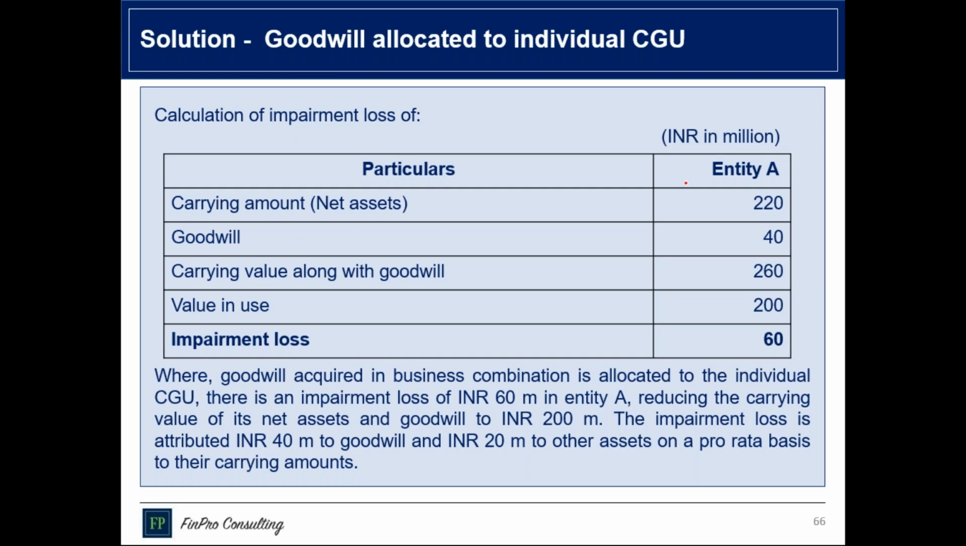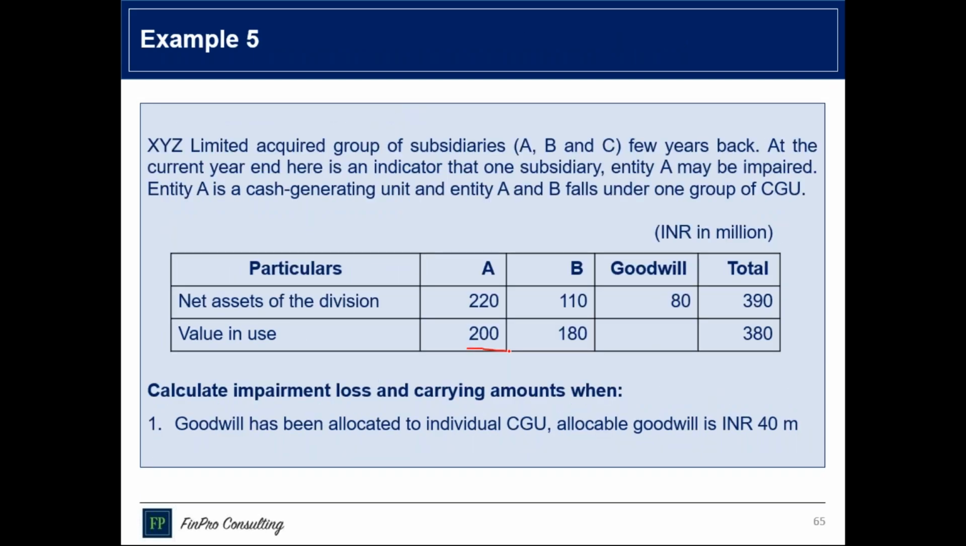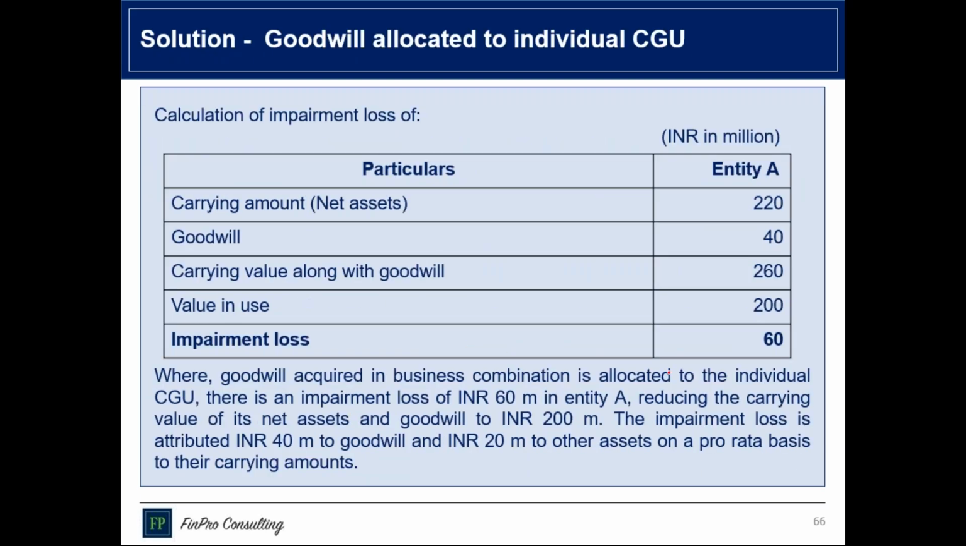You carry out the calculation: entity A carrying value is 220, and you allocate the goodwill. So the carrying value along with the goodwill is 260. Value in use is 200, which is given here. So the impairment loss is 60.